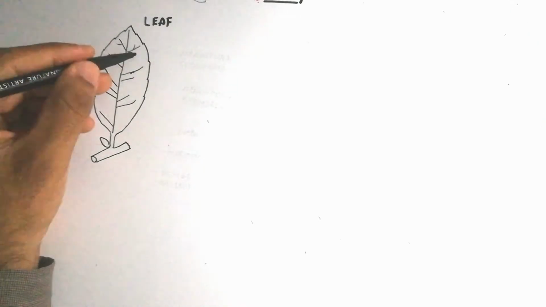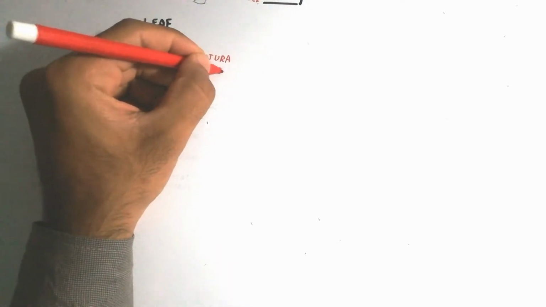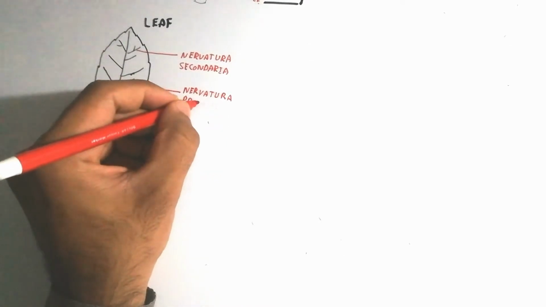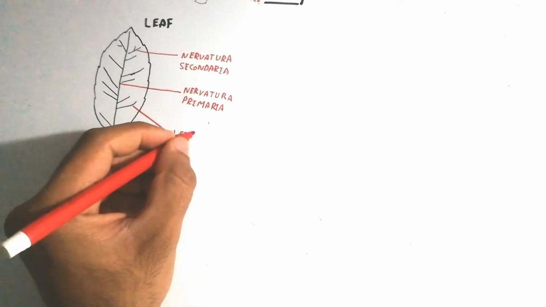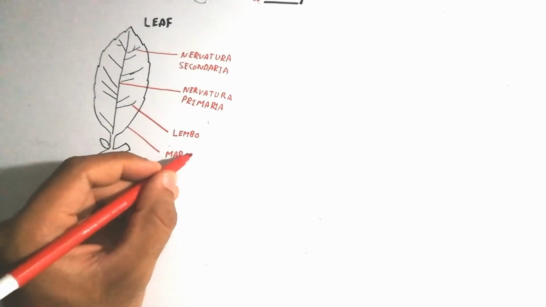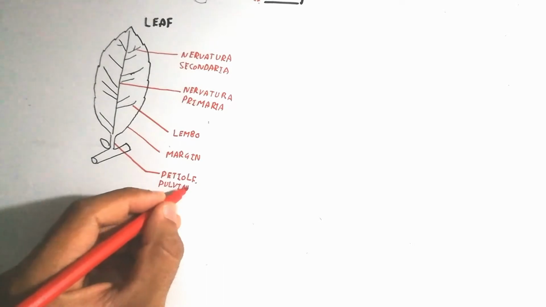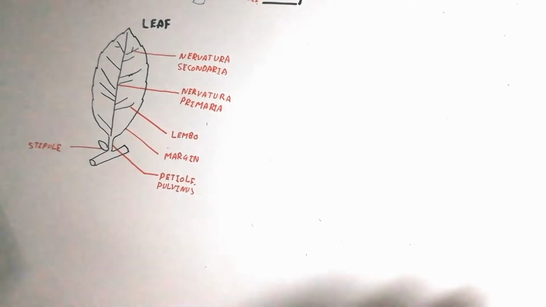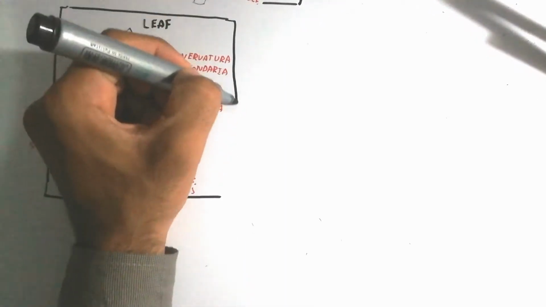So here I will discuss a little bit about the leaf. Here is the secondary nervature, and down here is the primary nervature, which is the midrib. Veins arise toward the lamina throughout the leaf. Here is the margin, and the stipule and petiole are present here.